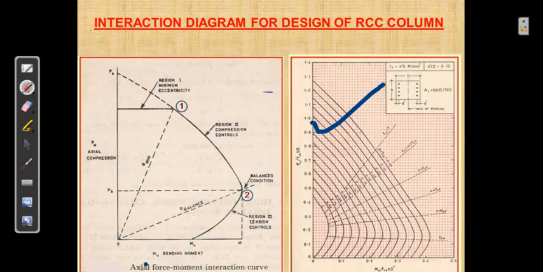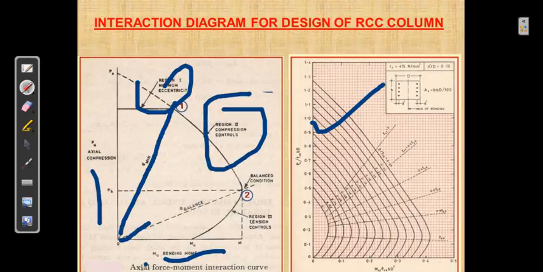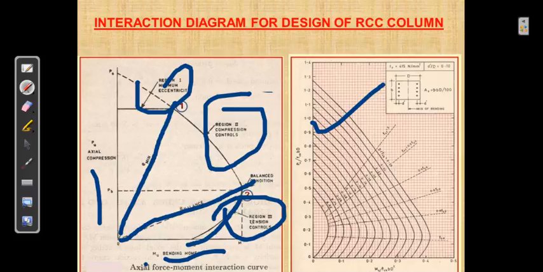See, here it is axial compression on the y-axis and bending moment on the x-axis. The first region will be the minimum eccentricity, that is E minimum. The second region will be the compression control, that is E balance here, and the third one will be the tension control, this part. Okay. So it is the interaction diagram for the design of RCC column.